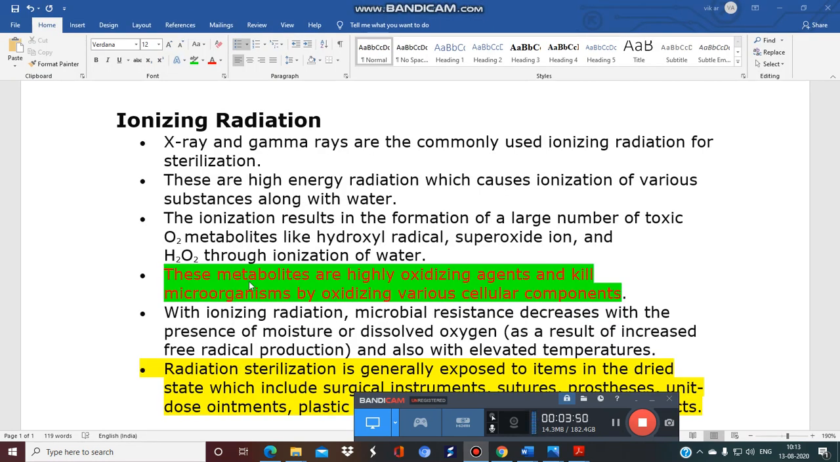Lastly, please remember this thing: all these metabolites, these radicals produced by the radiation, are highly oxidizing agents and have the ability to kill microorganisms. Okay, so that is all about radiation. We will do the next part in the next video.